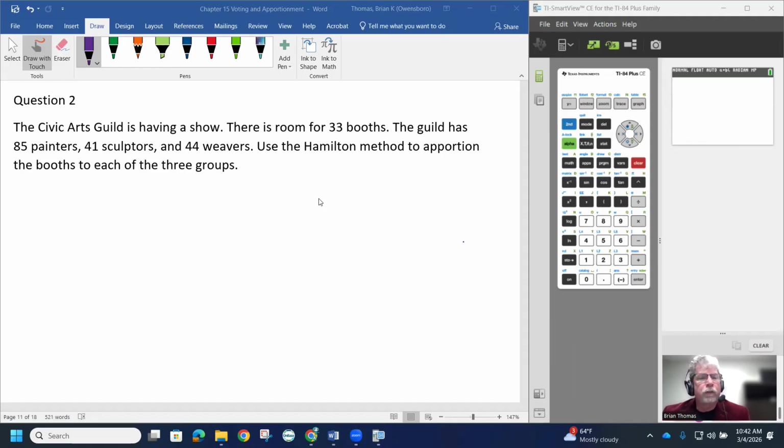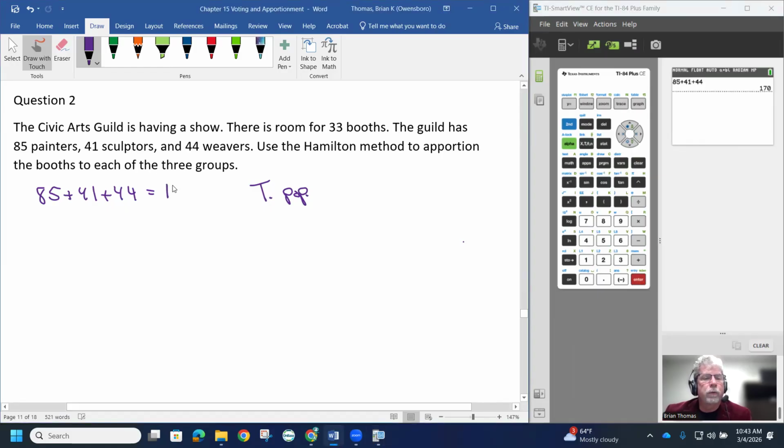So one thing we first have to do is figure out how many people are there altogether. So we need to know the total population. If we add the 85 and the 41 and the 44, that'll give us our total population. Let me do that. Probably could add that in your head, couldn't you? So we have 170 people.